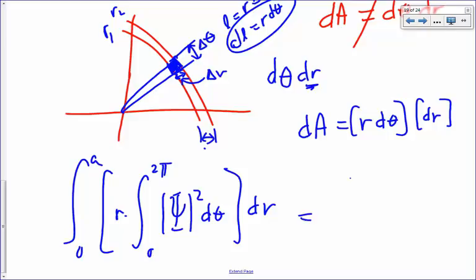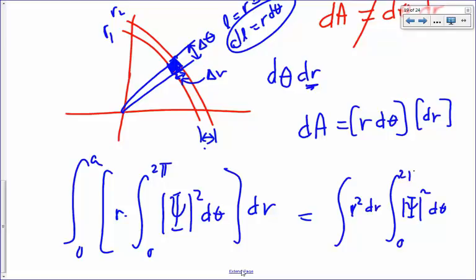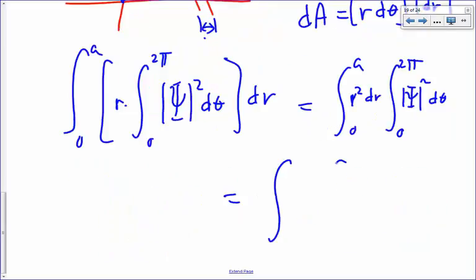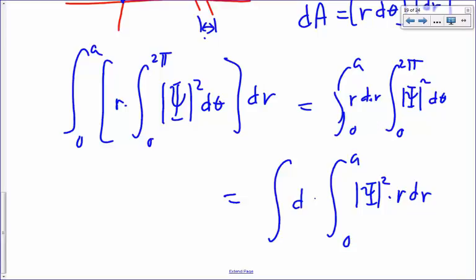Or you can just rewrite this. You can just say psi squared d theta, and then r dr over here, from 0 to a. Now the order of integration doesn't matter, so you can write it this way also. You can say psi squared times r dr from 0 to a, and then whatever the result is, you integrate it over theta from theta equals 0 to 2 pi.